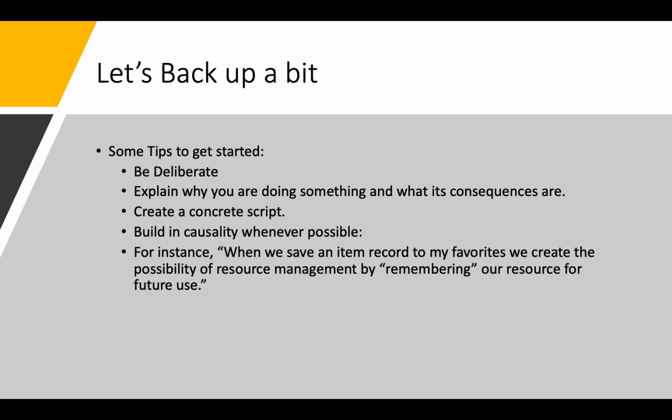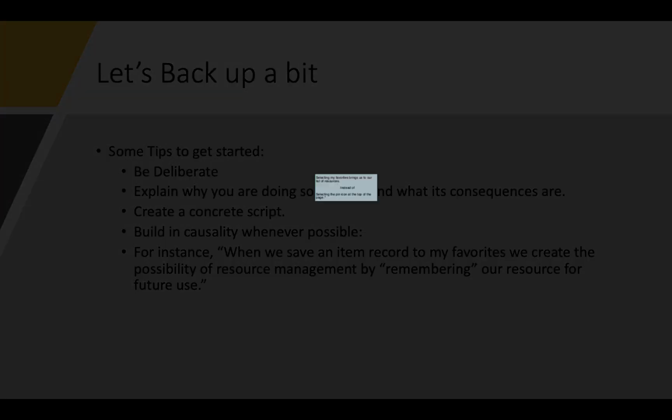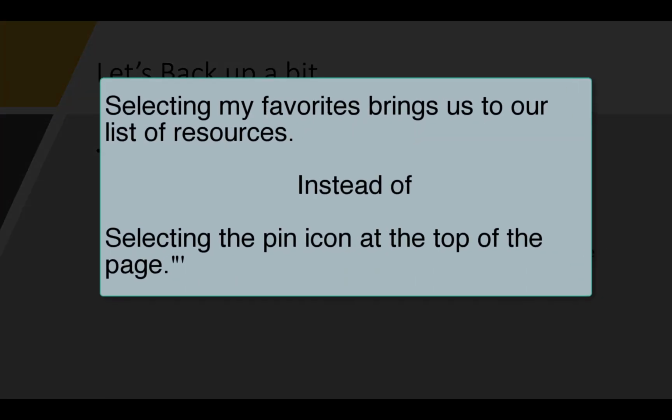For example, when we save an item record to My Favorites, we create the possibility of resource management by remembering our resource for future use. It also means making explicit causal connections between concepts and doing so in such a way that enables as much accessibility as possible. So when discussing why an action occurs, try not to describe it in terms of visual space. "Selecting My Favorites brings us to our list of resources," instead of "selecting the pin icon at the top of the page." I've used a number of short narrative techniques in this short video clip in order to enhance accessibility.